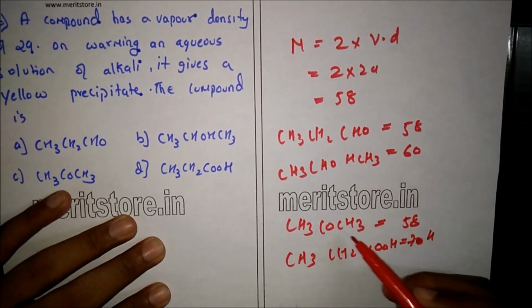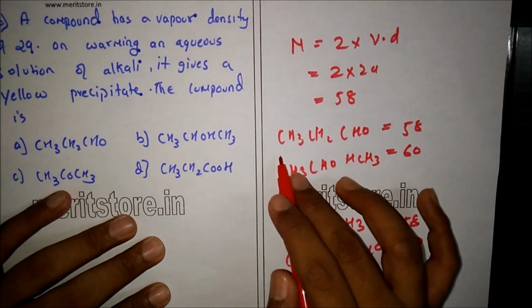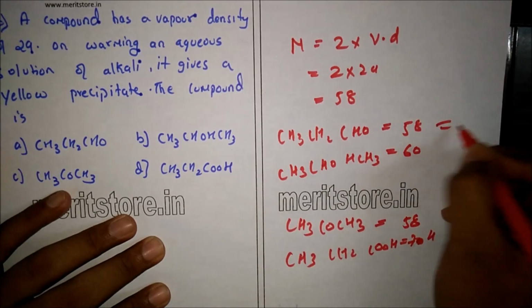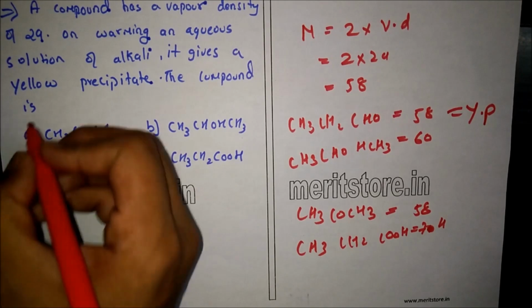Both option A and option C have a molecular weight of 58, but only the aldehyde, that is CH3CH2CHO, on warming with aqueous alkali gives a yellow precipitate. Therefore, here the correct answer is option A, CH3CH2CHO.